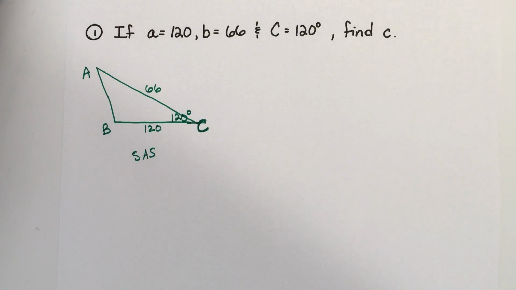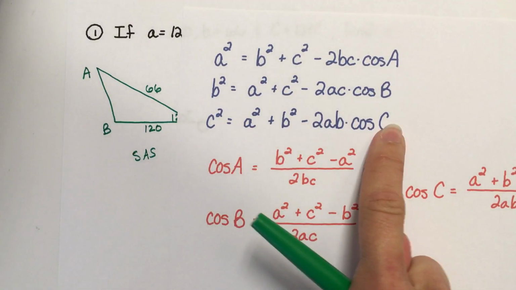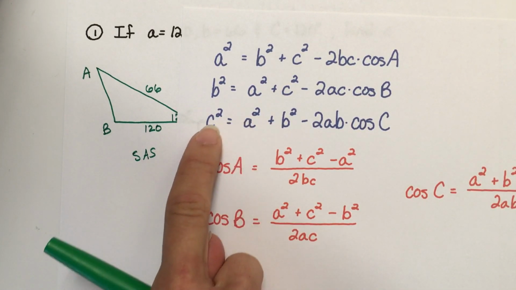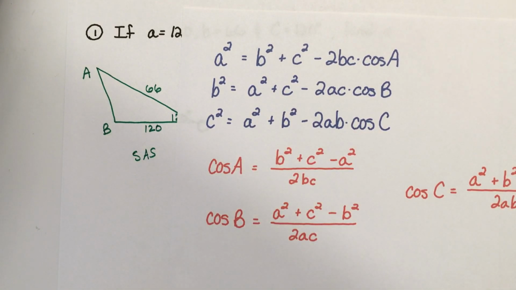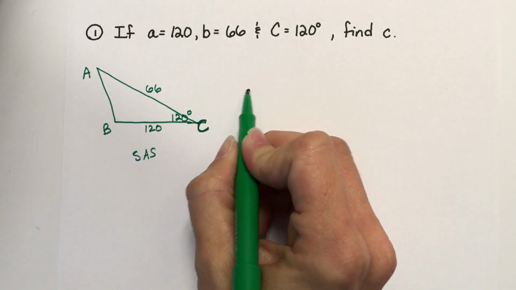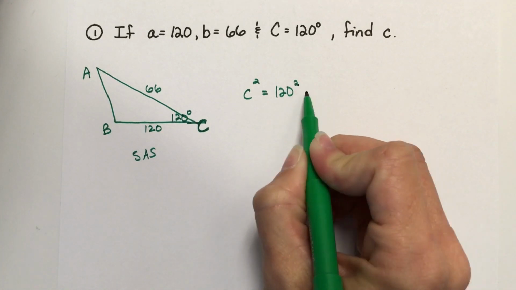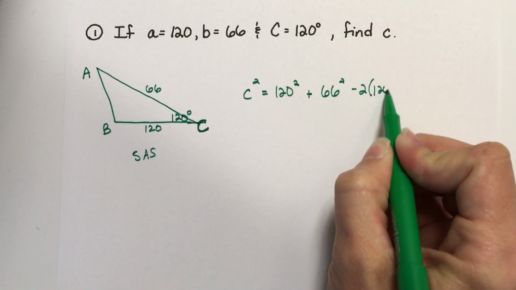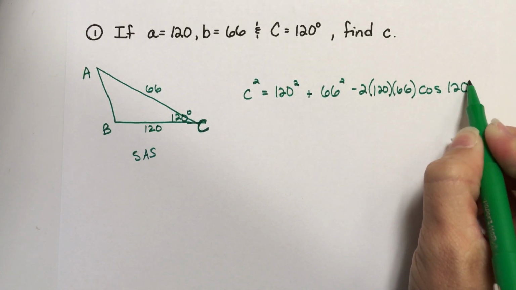All right, now you're asked to find side c. So what you're going to need to use to find side c will be this formula here where we have little c squared. Of course, we will end up having to take the square root in order to get c by itself. So you're going to have c squared is equal to 120 squared plus 66 squared minus 2 times 120 times 66 times cosine of 120 degrees.